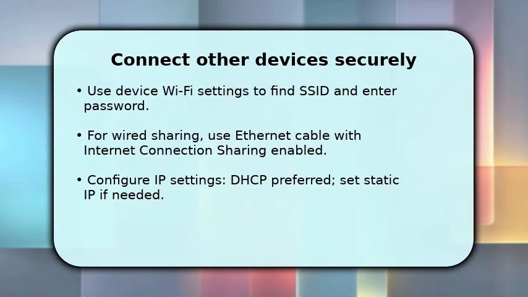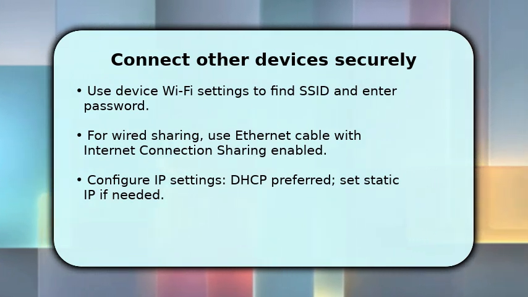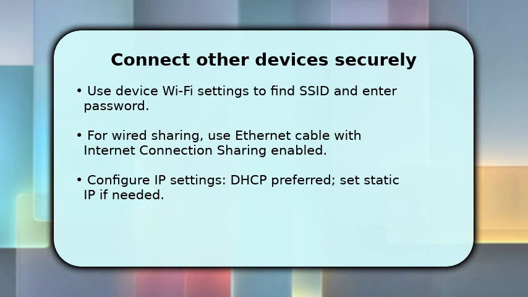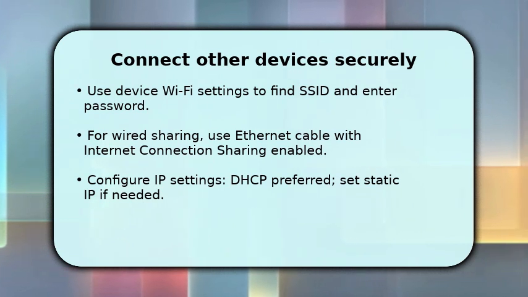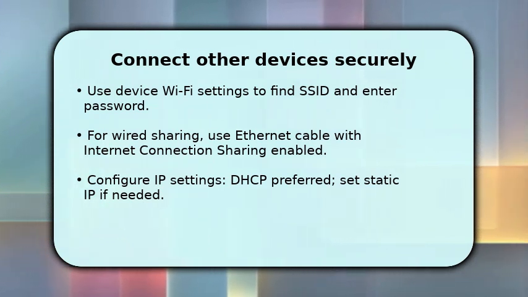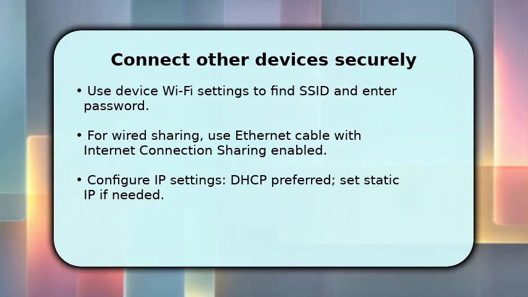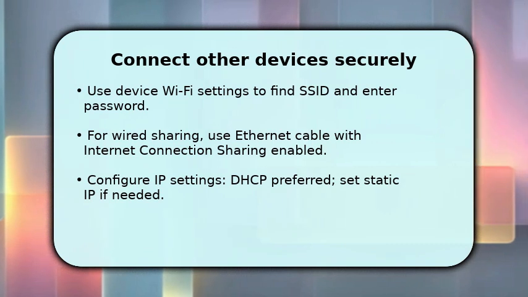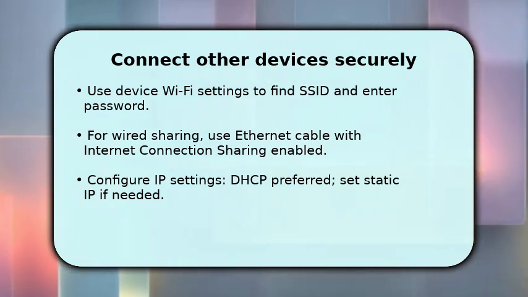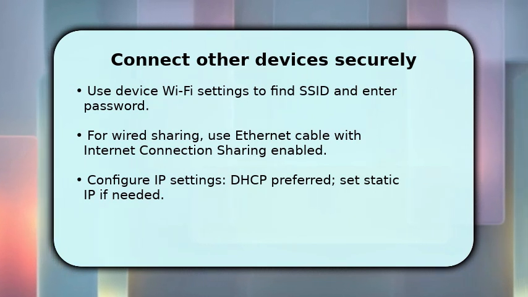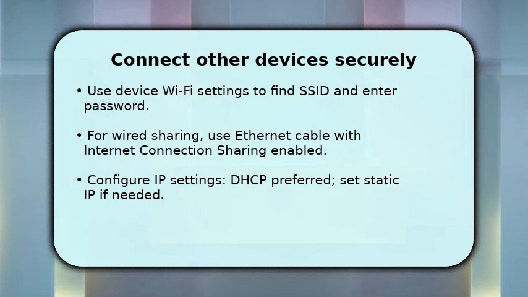Now connect your secondary devices. Open their Wi-Fi settings, find the hotspot SSID, and enter the password you created. For laptops or desktops that need wired access, connect via an Ethernet cable and enable internet connection sharing or network bridge on the host device. Make sure connected devices are set to obtain IP and DNS via DHCP. Only use a static IP when required and document the values. Additionally, once connected, test browsing and streaming to verify bandwidth and latency are acceptable for your use case.